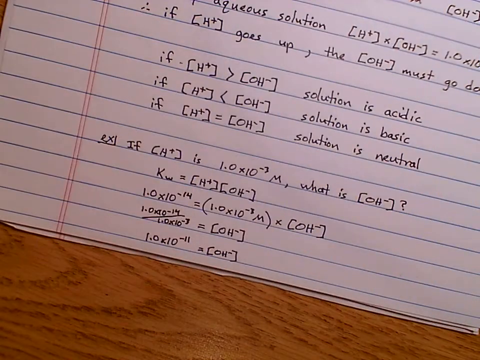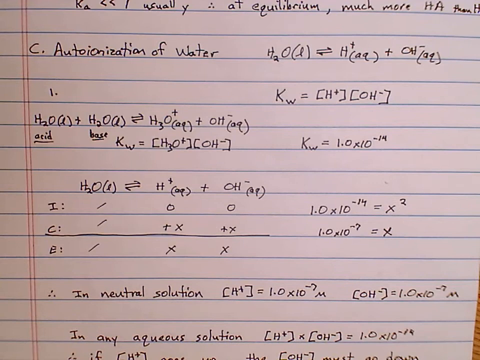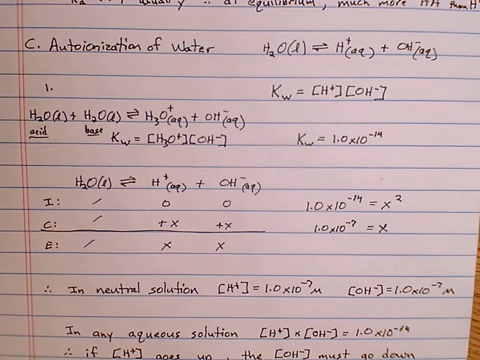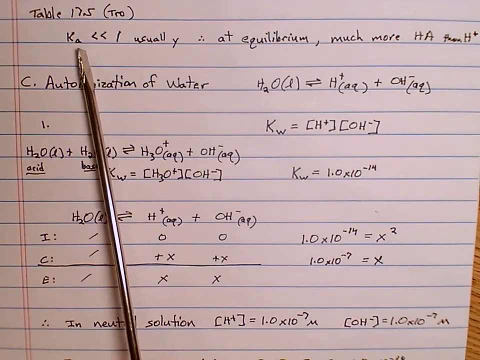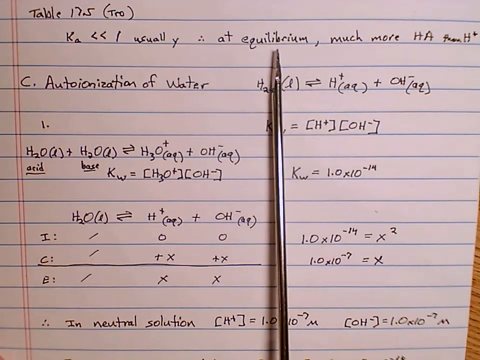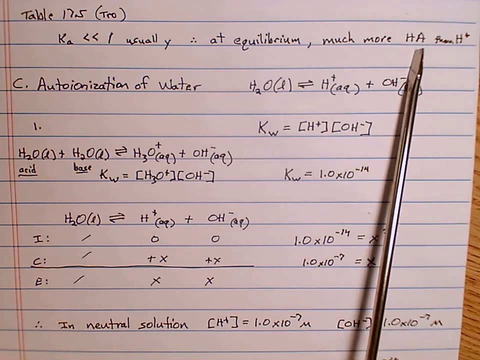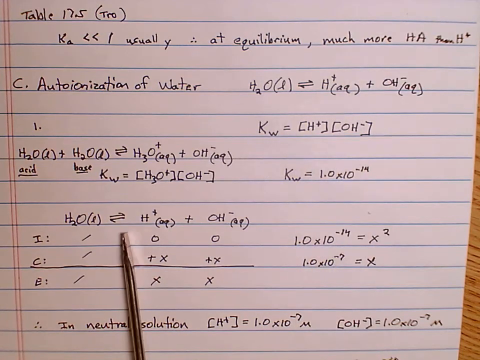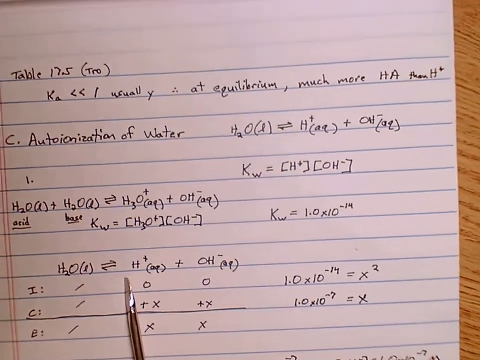Okay, so let's move on now to the autoionization of water. Sounds impressive. It's not really. Here's the deal. Here's the table that we looked at. Ka is usually much less than 1. So what that also means is at equilibrium, you in general have much more HA, much more of the acid containing the proton, than H+. All right.